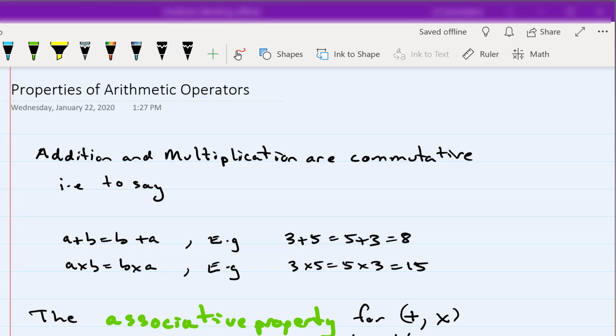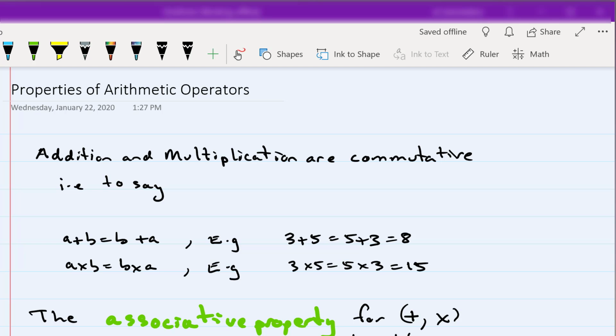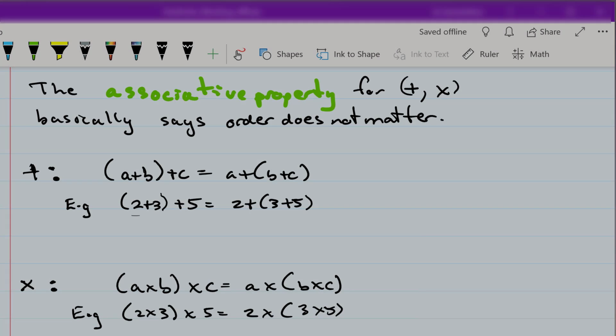We begin by saying that addition and multiplication are commutative. That is to say that A plus B is the same as B plus A. Example, 3 plus 5 is the same as 5 plus 3, which is 8. The order doesn't matter. Similarly, A times B is the same as B times A. Example, 3 times 5 is the same as 5 times 3, which is just 15. We can interchange A and B for both addition and multiplication.